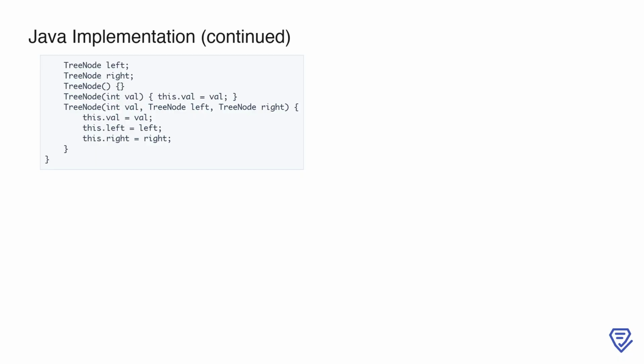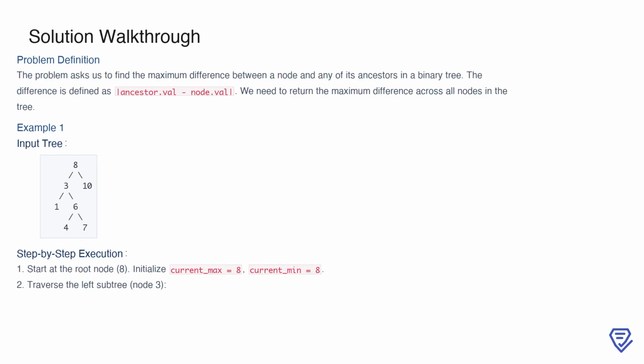node and its ancestors. The goal of this problem is to calculate the maximum difference between a node and any of its ancestor nodes in a binary tree. The difference is given by the absolute value of the node's value minus the ancestor's value. For example, in the tree shown, we start at the root node with a value of 8 and explore the differences as we traverse the tree.